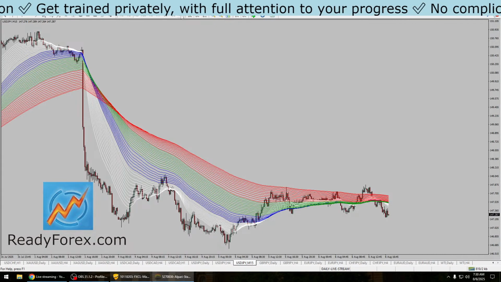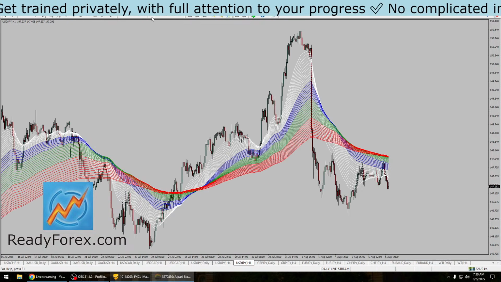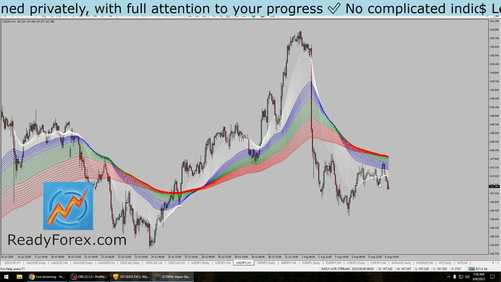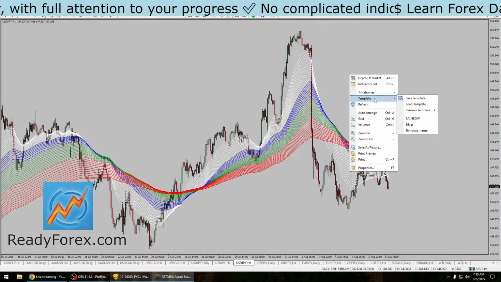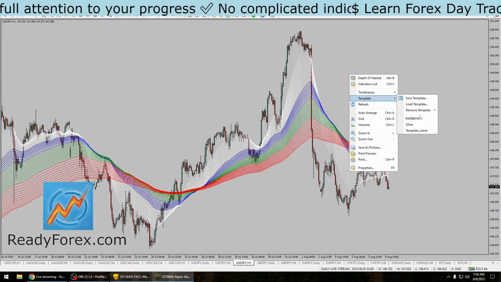Okay, so you see a downtrend over here, a clear downtrend going on, and the 1 hour is also turning bearish over here. Let me remove the rainbow.